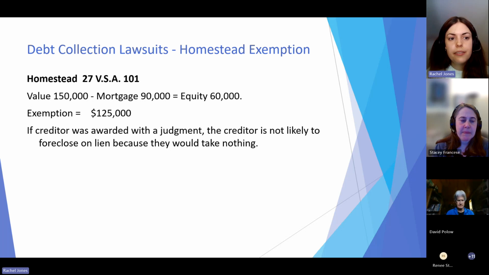Okay, so this is just a way of showing what somebody's equity might be. Maybe the value is 150,000, but then you subtract the mortgage, and you get the equity amount. So again, in this case, if the creditor was awarded judgment, they're not likely to foreclose on the lien because they would not have anything from this exemption.